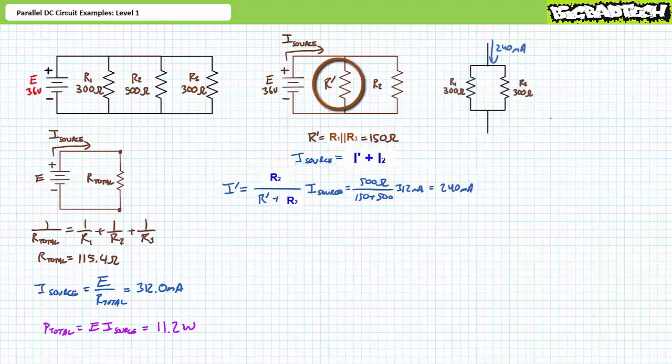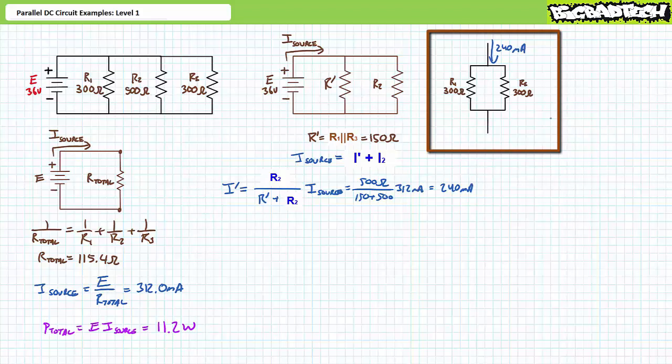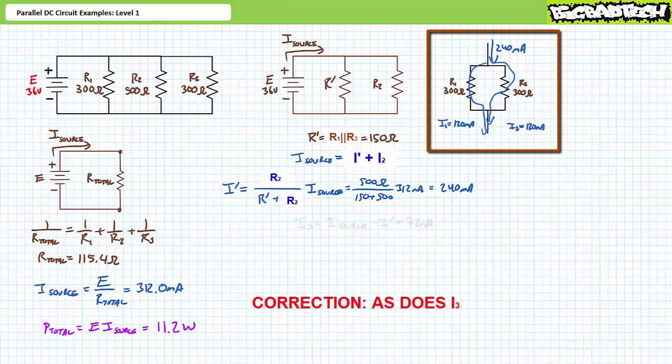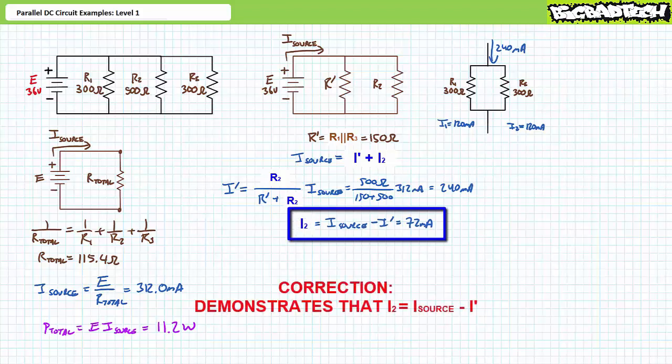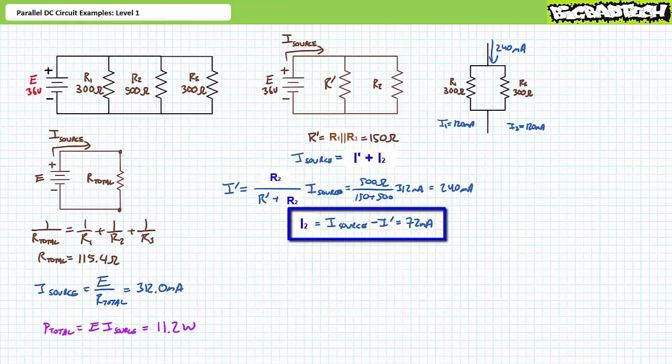R single prime is actually the parallel combination of two identical resistors. If 240 milliamperes enters a parallel combination of two identical elements, we should find current splits through them evenly. I1 equals 120 milliamperes, as does I2. An algebraic manipulation of the Kirchhoff's current law for the second simplification demonstrates that I3 is I source minus I single prime. Substituting our calculated values yields the remaining 72 milliamperes.